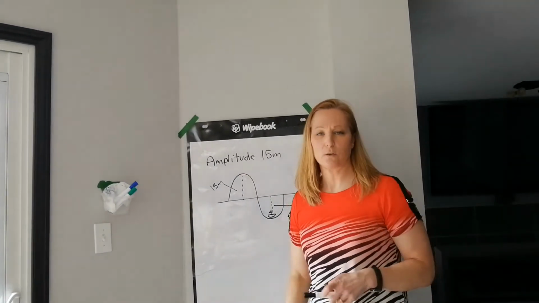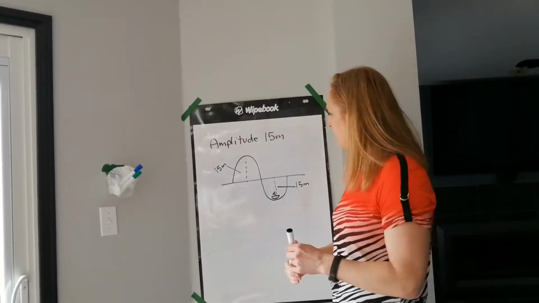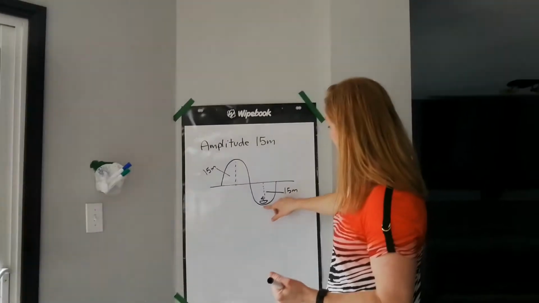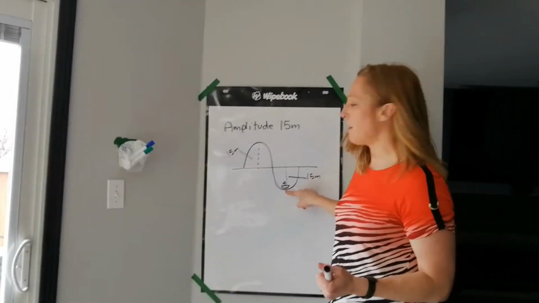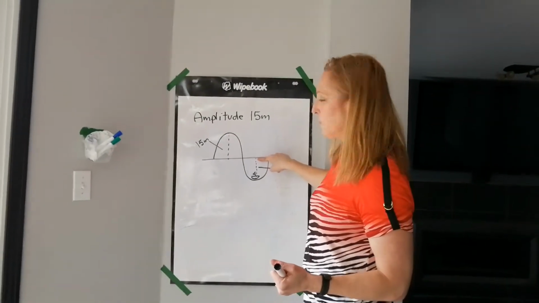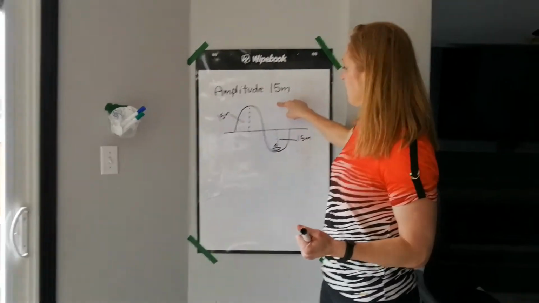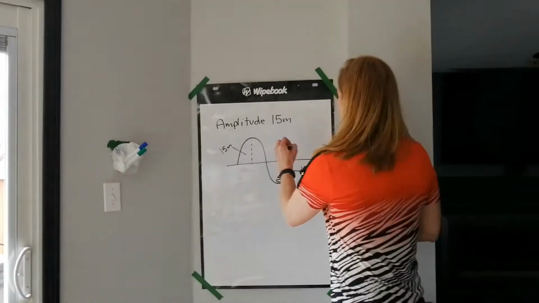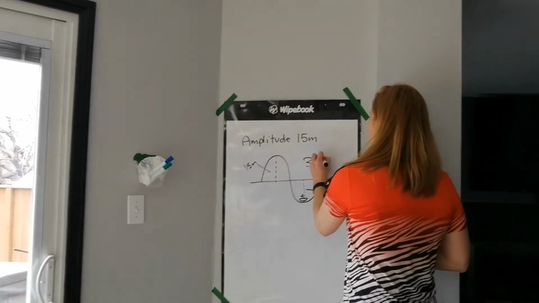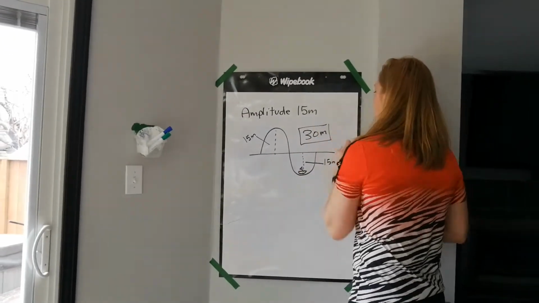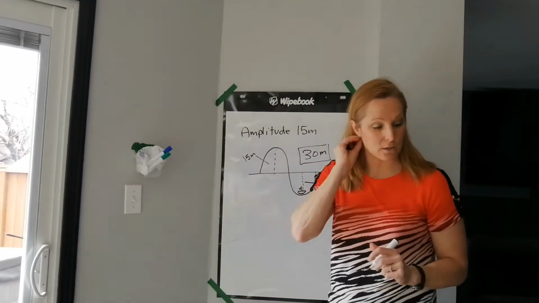The simple answer would be to think, well, 15 meters. But in fact, it isn't, because from the bottom of the trough to the rest position is 15 meters, and then it's another 15 meters to the crest. So we're actually looking at an answer of 30 meters.